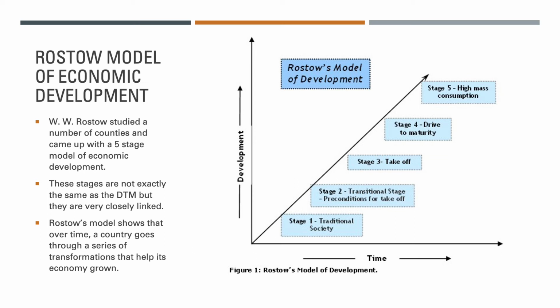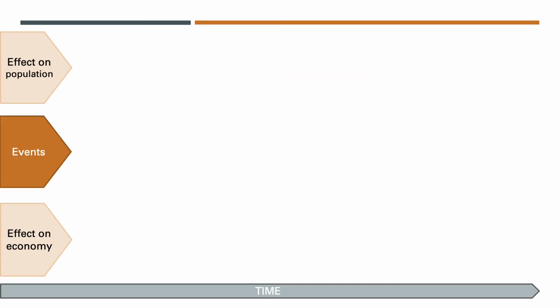And Rostow's model shows that over time, as a country goes through a series of transformations, that helps the economy grow. Now, lots of those things are the same transformations that affect the population. Okay, so we're going to have a look at some number of events and think about their effect on the population and on the economy.